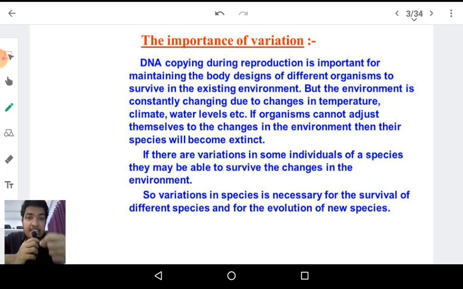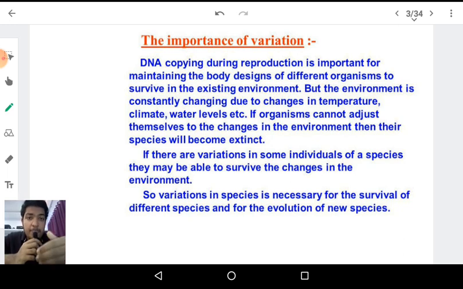Mutations are sudden heritable changes which happen in the sequences of DNA or RNA, and these changes in the sequences of DNA or RNA will ultimately result in the formation of a different protein, and the formation of a different protein will decide whether a character is of a particular type or of another type.